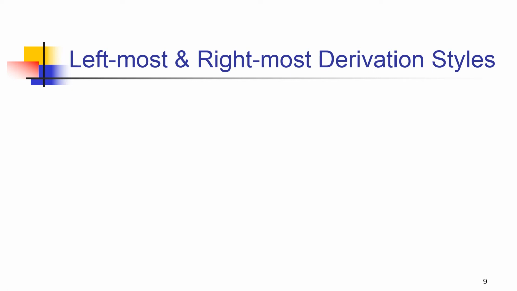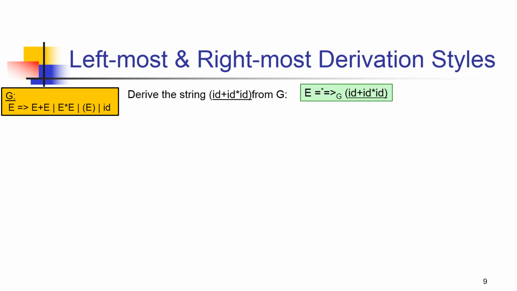Now let's move into detail of it. Derivation also has two different styles. One is known as leftmost derivation and another one is known as rightmost derivation. Now, what is leftmost derivation and what is rightmost derivation? So let's take one example.